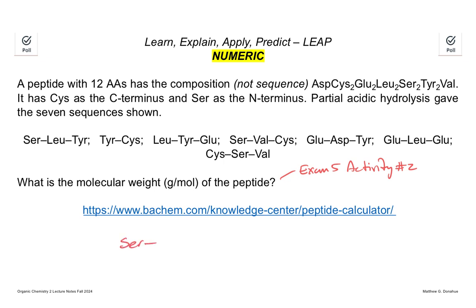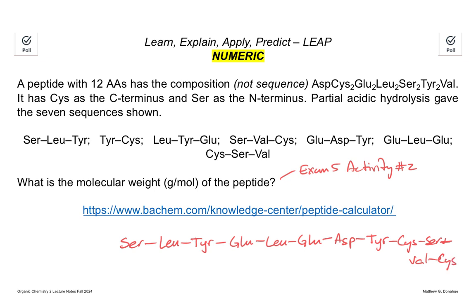So, Glu, Tyr, Glu, Asp, Tyr, Cys, Val, Cys. So that was the sequence.